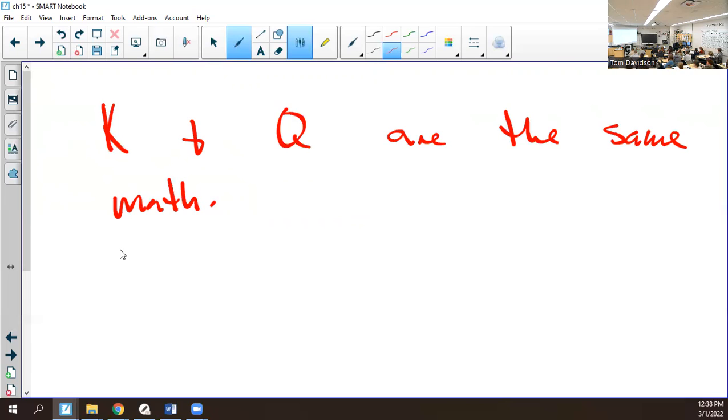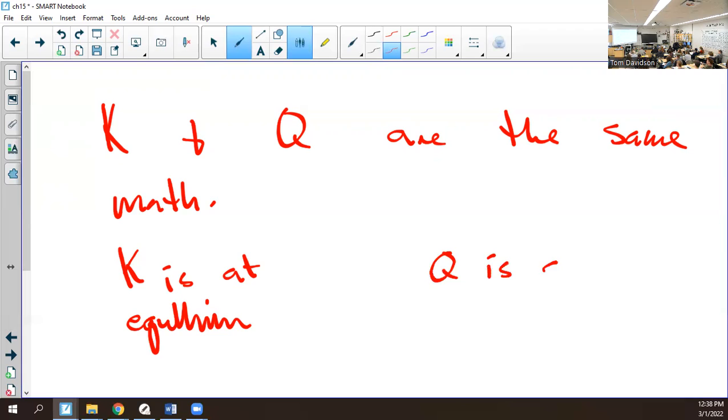Stick with me. K is at equilibrium. I hate writing equilibrium, so I just scribble. Q is at given conditions. Just stick with me for a minute and I'll explain it. But in a nutshell, you will do the same math for K and Q. When you write the expression and you plug the stuff in, it's exactly the same. Q is what helps me know which direction the reaction will go to reach equilibrium.